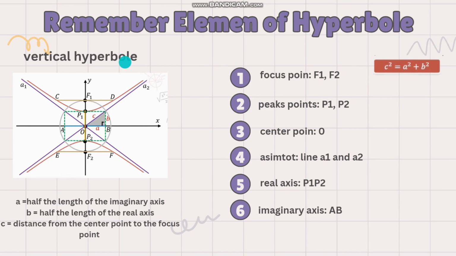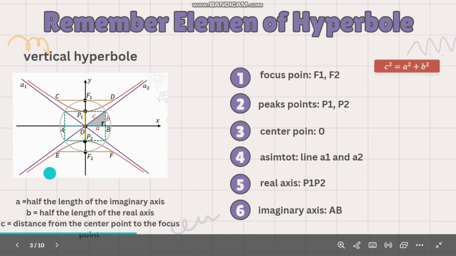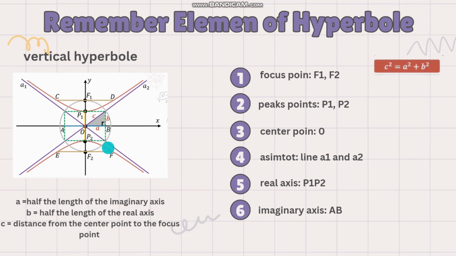Next is the vertical hyperbole. The vertical hyperbole is the same as the horizontal hyperbole, but the difference is the real axis of the vertical hyperbole is part of the y-axis. And the imaginary axis of the vertical hyperbole is part of the x-axis here. The small a in the vertical hyperbole is half the length of the imaginary axis. So this is the small a. And the small b is half the length of the real axis. So this is the small b.